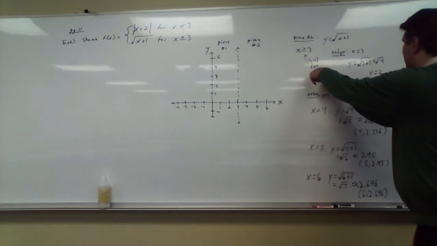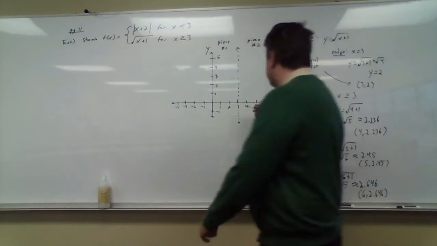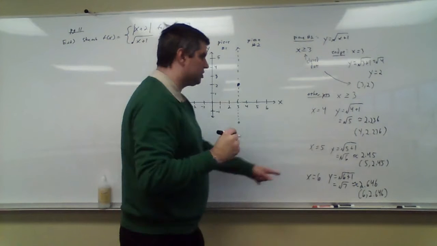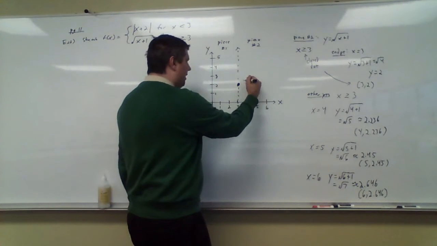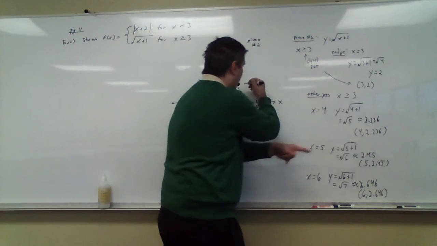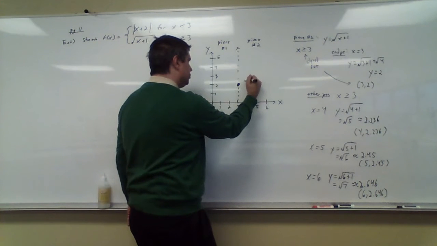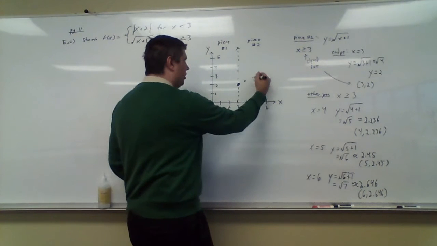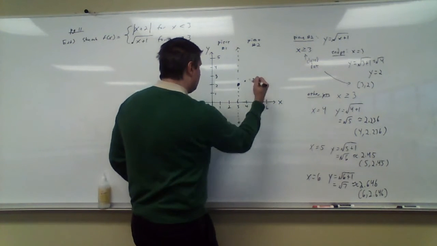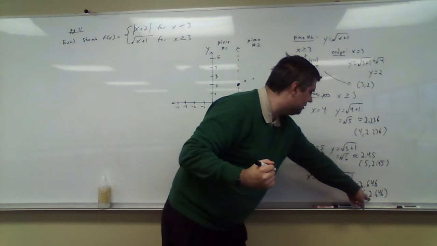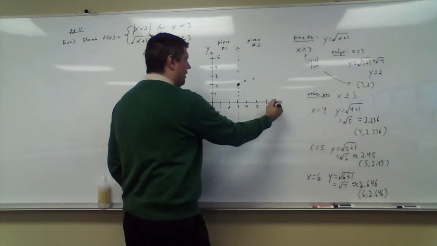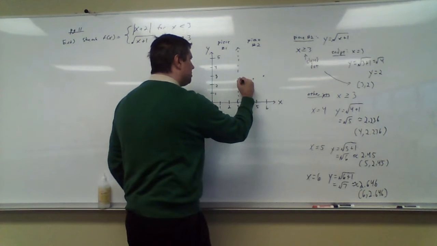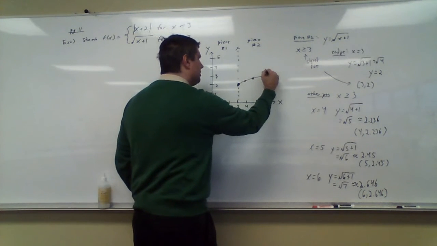All right, so let's go ahead and plot these things. We determined that this endpoint will be a closed dot, so that's (3, 2), because of the "or equal to." We also have 4 and almost 2 1/4. Then 5, a little bit under 2 1/2. And then 6, and 2.646, so almost 2 2/3. And it's a radical function, so it's going to have a curved shape to it.